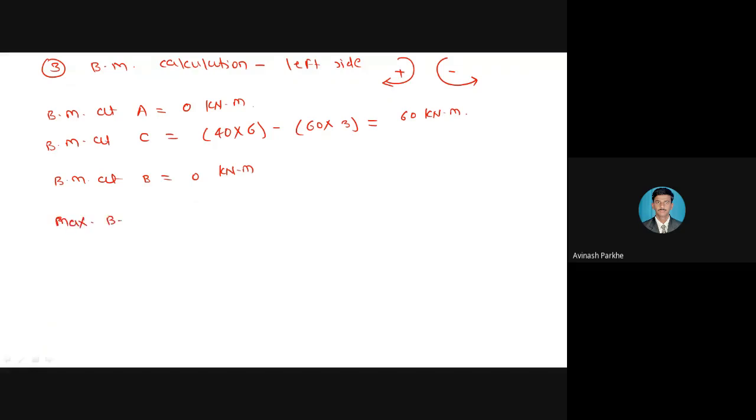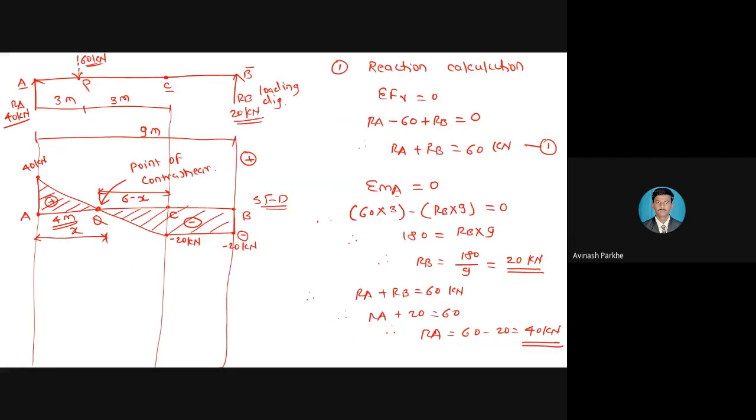Maximum BM calculation at Q. Therefore, BM at Q is equal to. Now, please tell me, Q point is present here. Okay. To the left side of this particular point Q, how many forces are present?